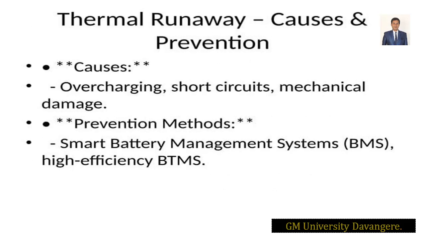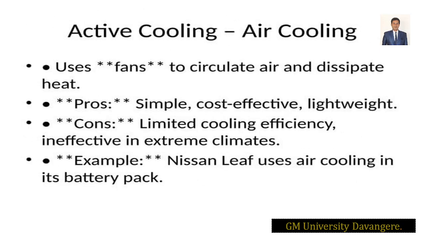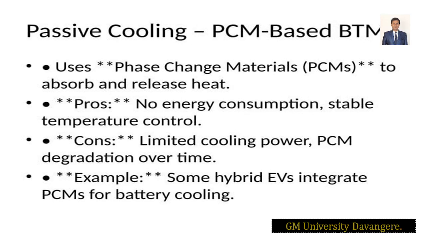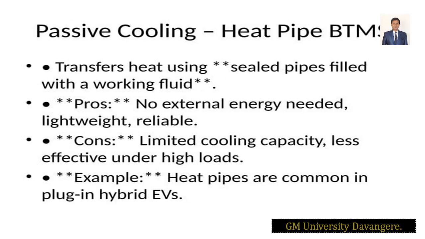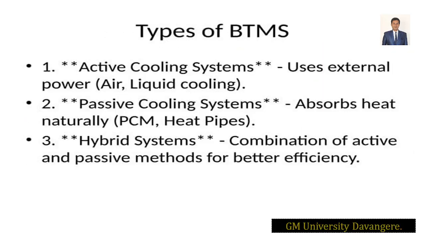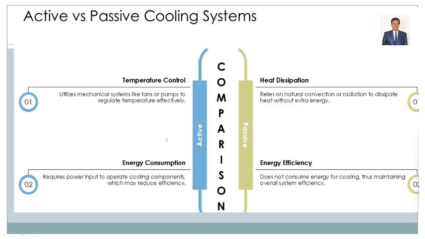Okay, these are the causes and the prevention for the batteries. All right. So we have studied the active cooling. We have studied the types under the air cooling, liquid cooling, and the passing of the PCM. We have studied the heat pipes also. These are the examples I've explained in the types of the cooling, the types of BTMS. We have the active coolings, we have the passive coolings, we have the hybrid system also, right?